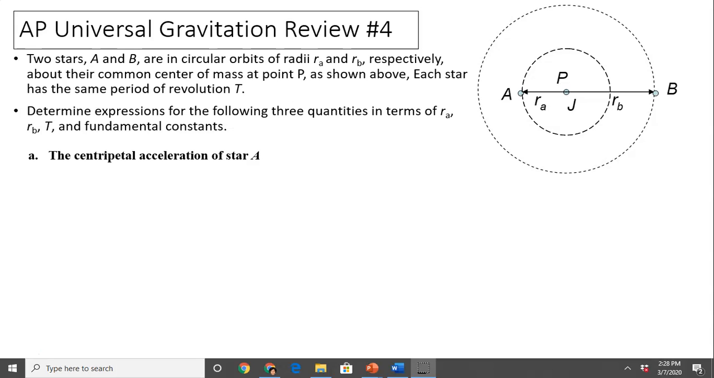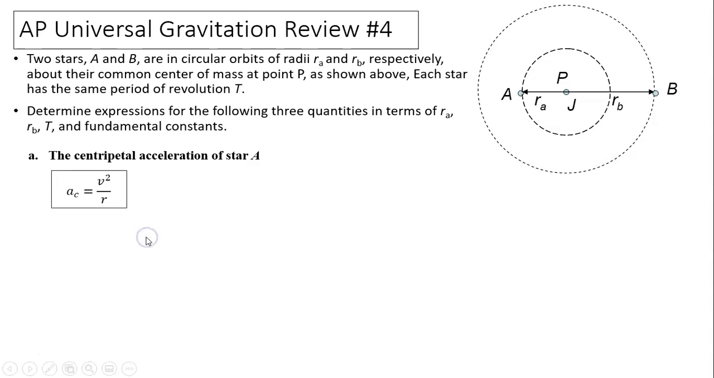A. The centripetal acceleration of star A. Centripetal acceleration equals v squared over r. What is v? V is the speed. Speed is distance over time. In a circular motion, that distance is 2 pi r over time, which is the period. So v equals 2 pi r over t.